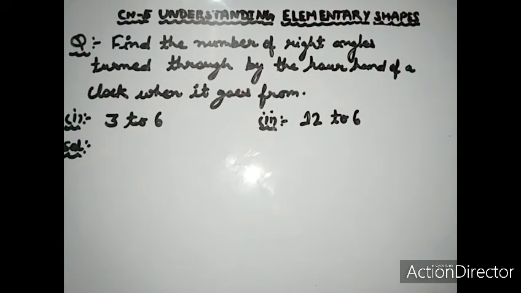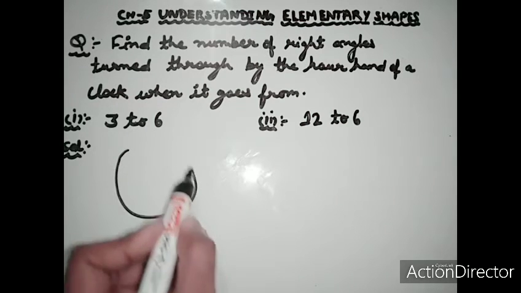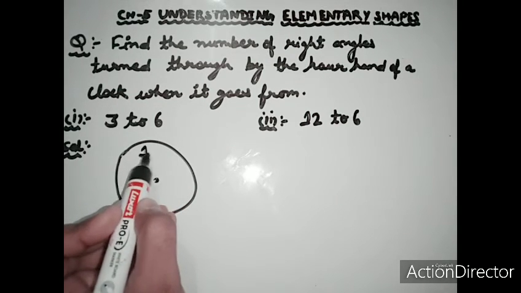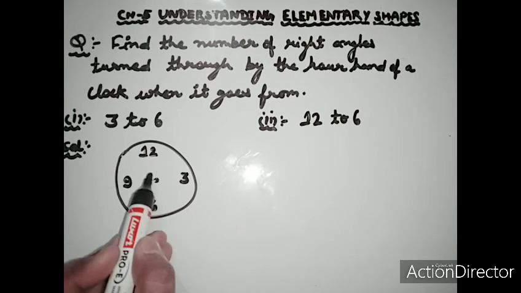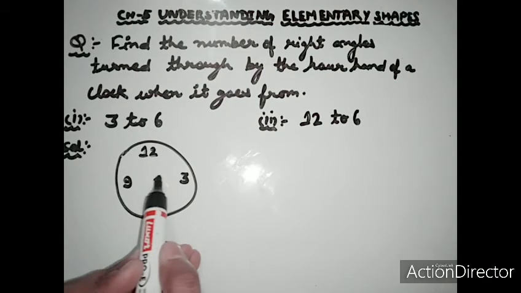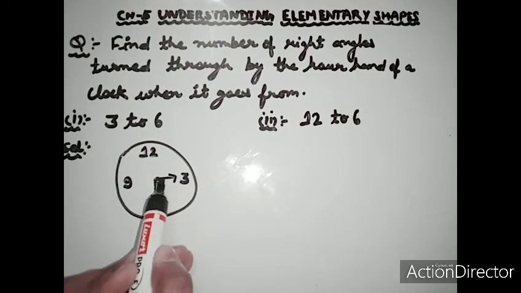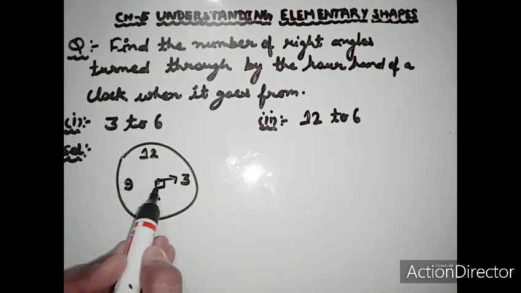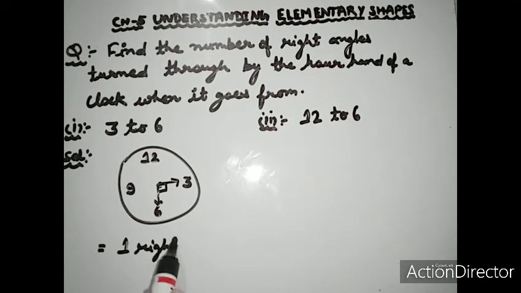Okay, so now here first we draw a figure of a clock here. Now here we write 12, 3, 6 and 9 here. Now the hour hand moves from 3 to 6. So what are the total number of 90-degree angles here? So there is only one right angle, right? There is only one right angle here.